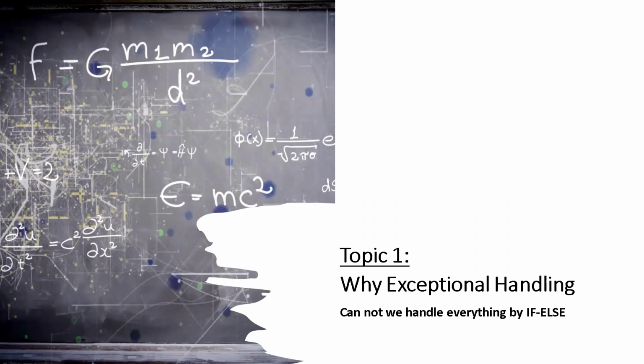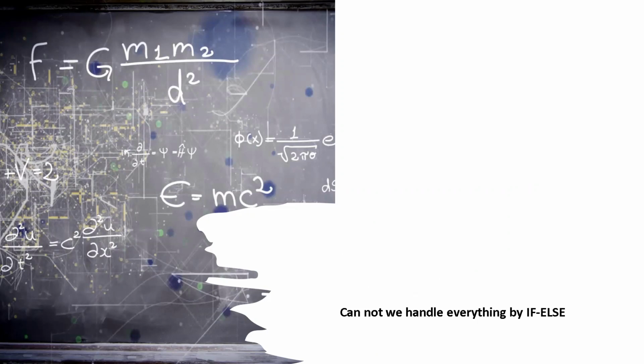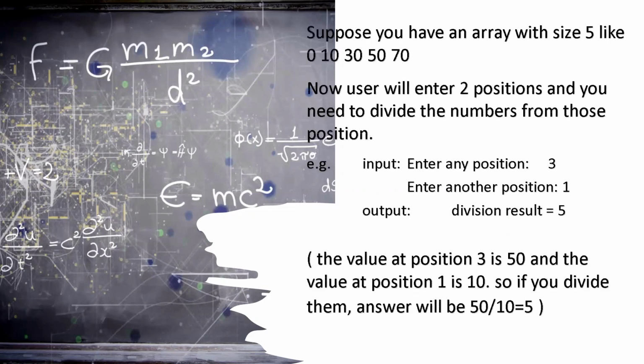What I'm trying to mean, let's take one example. Suppose we have an array of size 5, with the elements 0, 10, 30, 50, 70. Now the user will enter 2 positions and you need to divide the numbers from those positions. As an example, suppose the user has entered 3 and 1. In position 3, we have 50. In position 1, we have 10, because the array starts from 0.